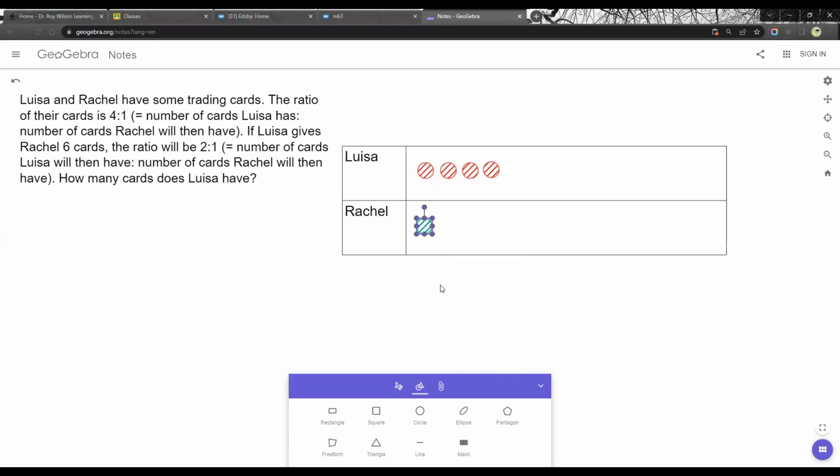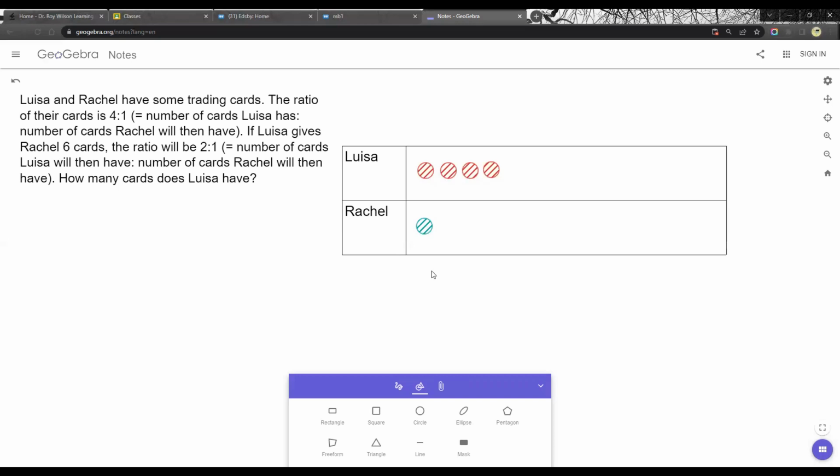Right, so we've modeled the first ratio. Luisa has 4 circles representing that, showing that she has 4 times as many cards as Rachel, as the ratio suggests. Now we're going to move on to the second sentence, where it says, if Luisa gives Rachel 6 cards, the ratio will be 2 to 1. Since we want to know the original number of cards Luisa has, this ratio, or the scenario, will be helpful in letting us figure out how many cards each circle represents.